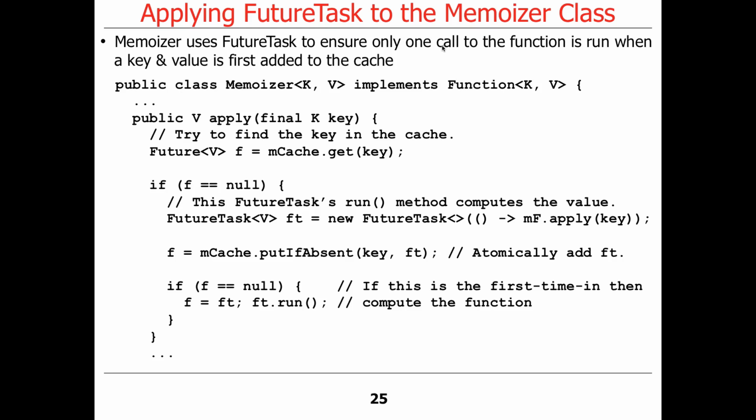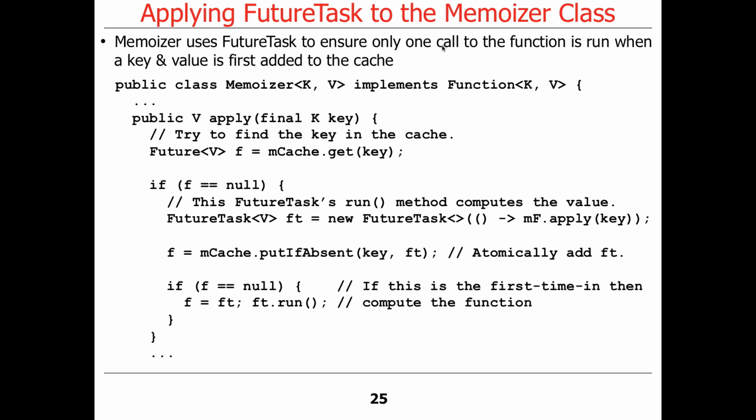So note, this is actually a lambda expression, right? So I'm not actually calling the apply method on the field mf, which stands for function. I'm giving it a lambda expression, which will be called later when I run this future task. So this is just good old Java 8 syntax for lambda expressions. So this isn't an actual call. This is giving it a piece of code to call at the right point in time. So now I've got a new future task.